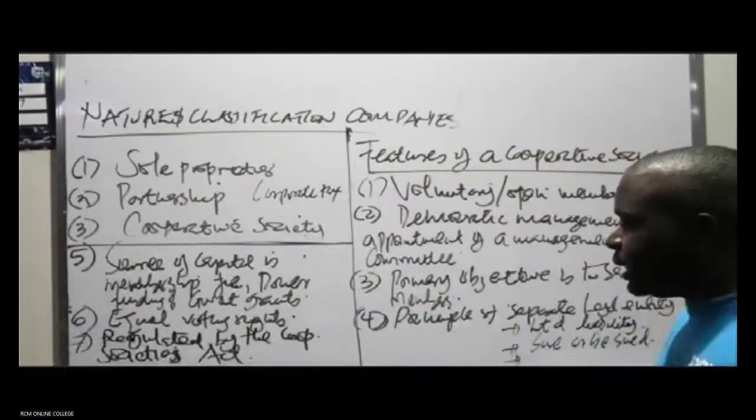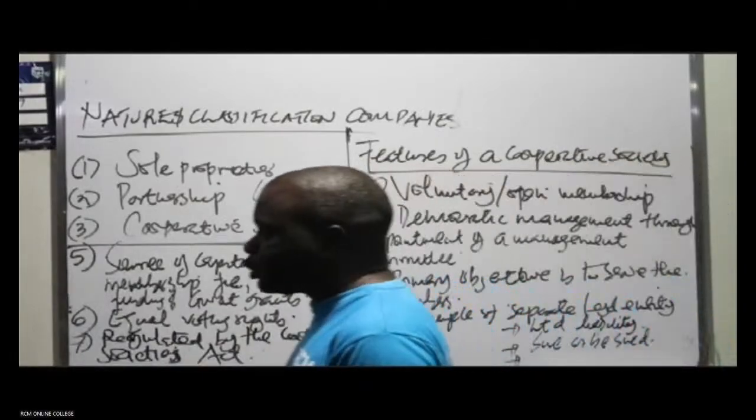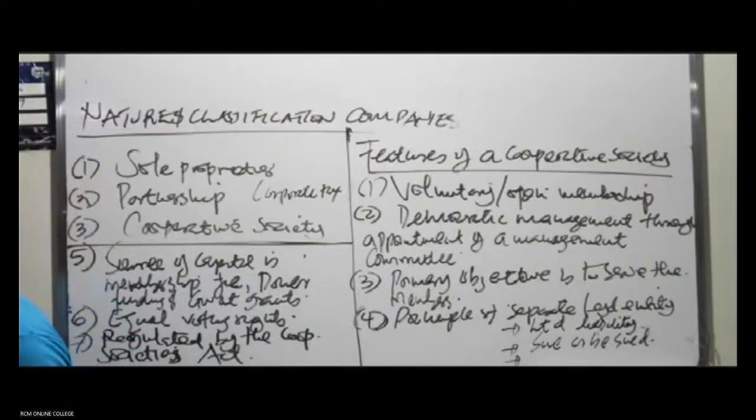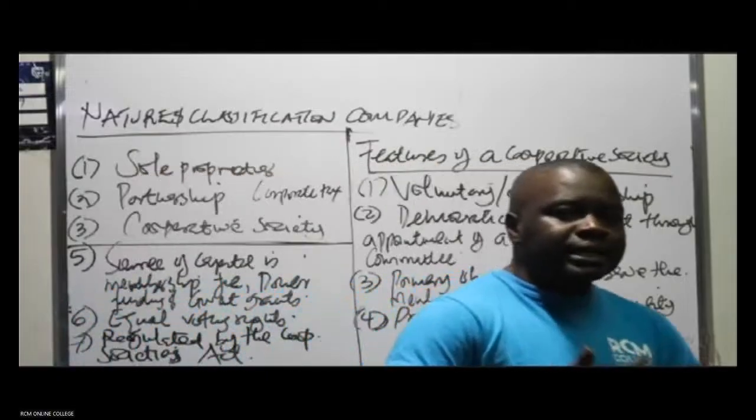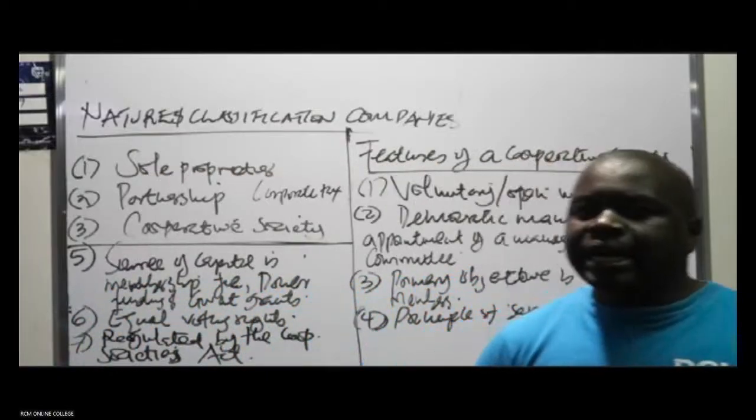An example could be tea farmers at Kericho. They see the need of coming together in numbers. Once they come together and register as a cooperative society, they can be recognized.